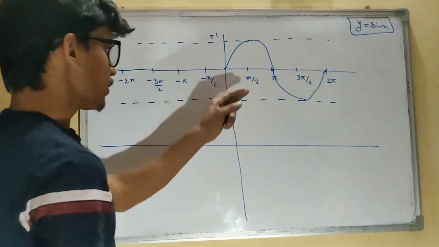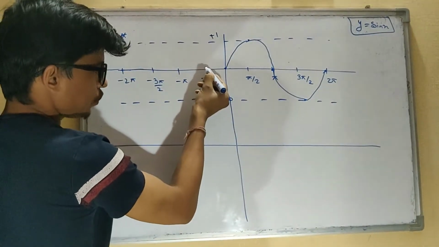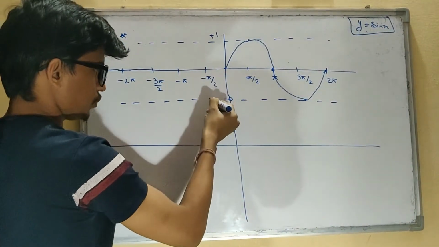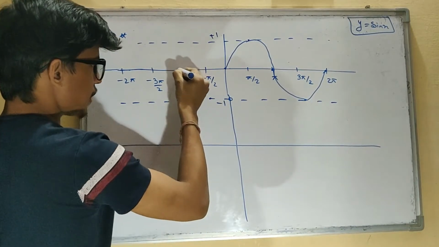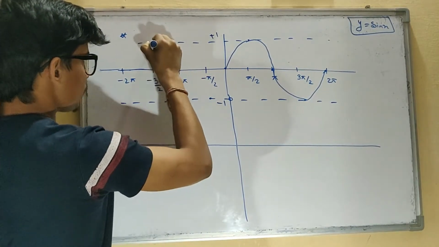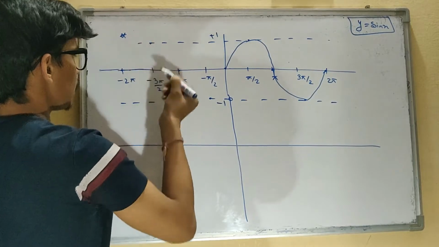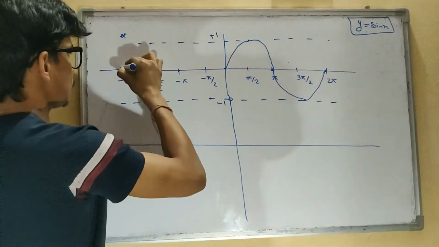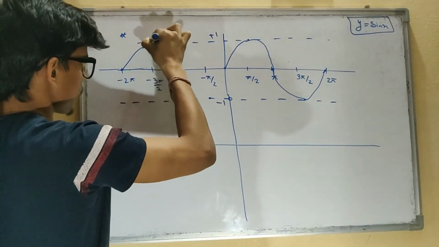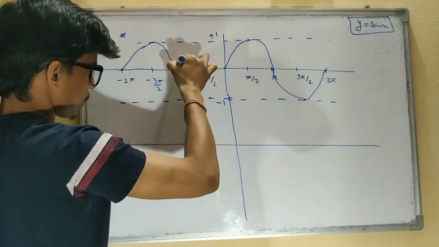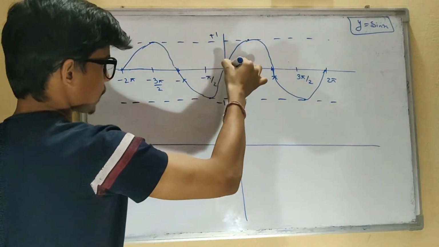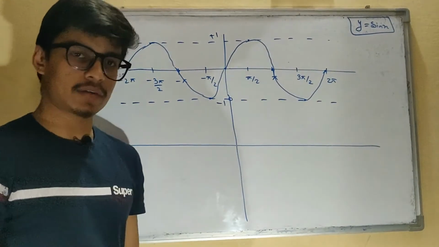And the same thing for here. Sine minus pi by 2 is minus 1, so it is going to be here. Sine minus pi is 0. Sine minus 3 pi by 2 is plus 1. And sine minus 2 pi is 0 again. So just connect them like this. Okay, so the graph is like this.